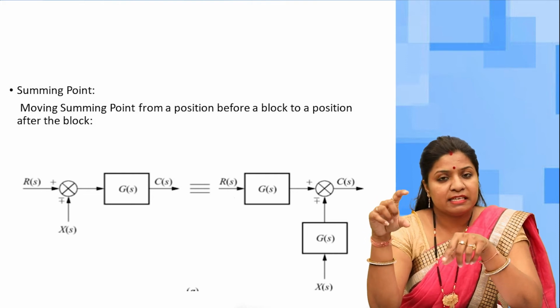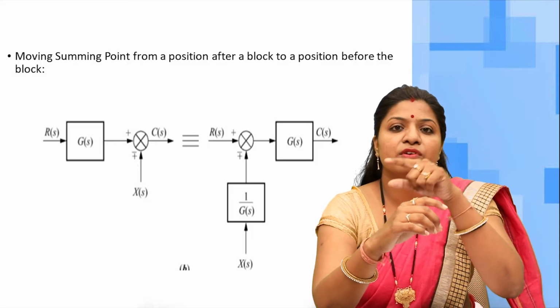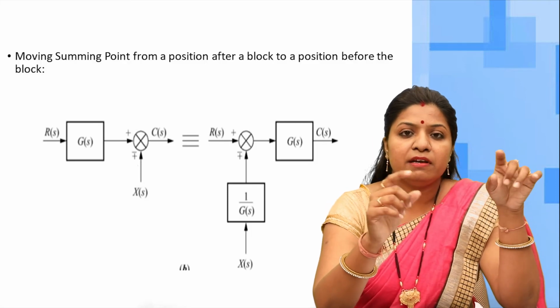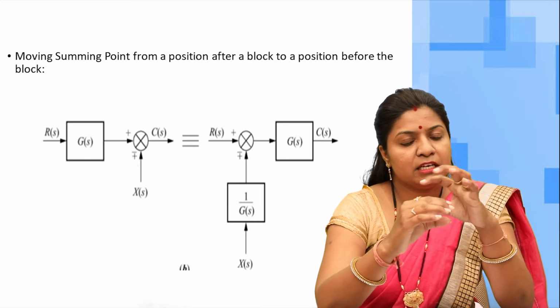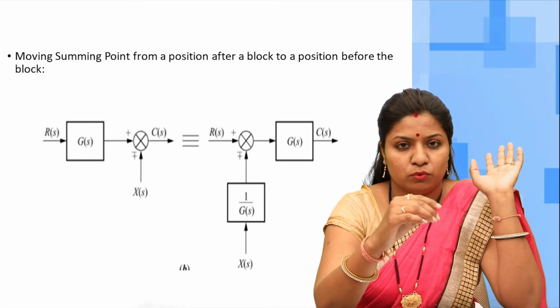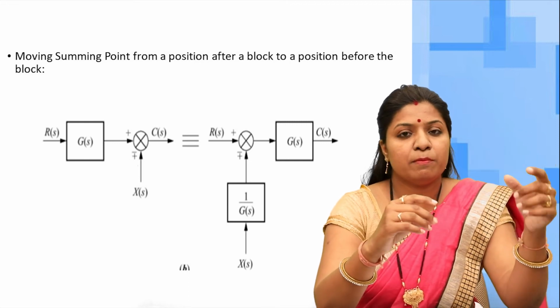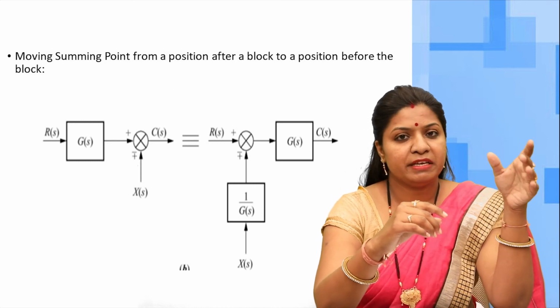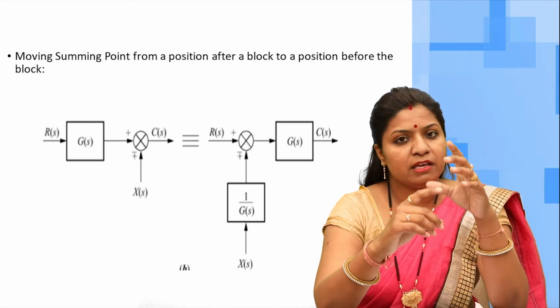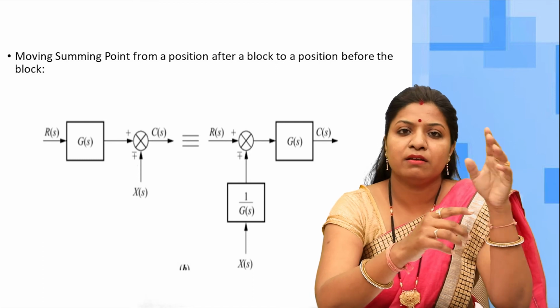Clear? Same for the next rule: you are moving the summing point again from here to here, from front to back. When you are going in the reverse direction, simply divide by whatever is present in the block you are passing through. That's it. If you are moving to the front side, multiply. If you are moving to the back side, divide. Only two rules for the summing point.